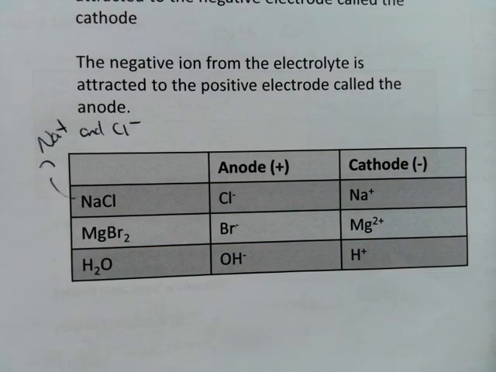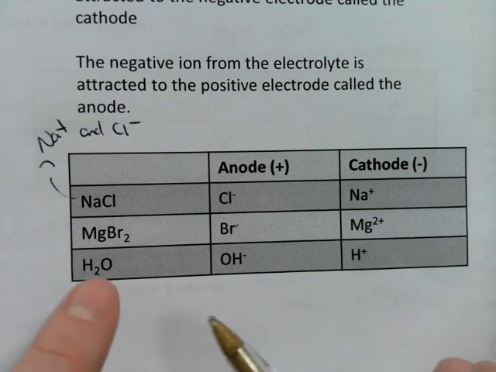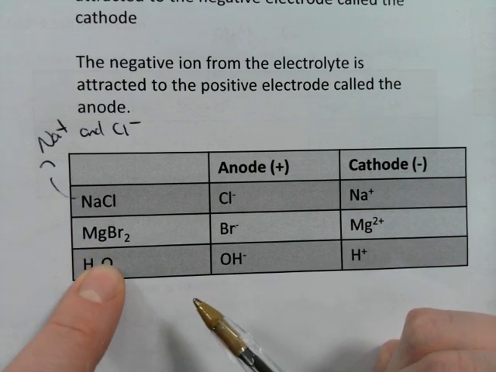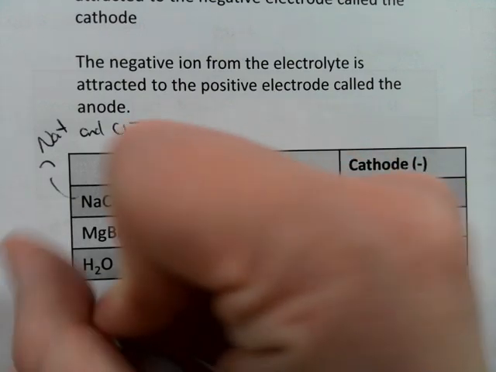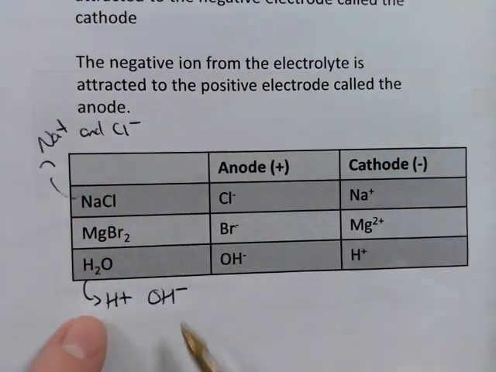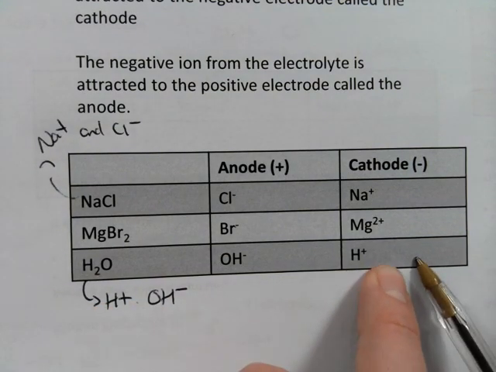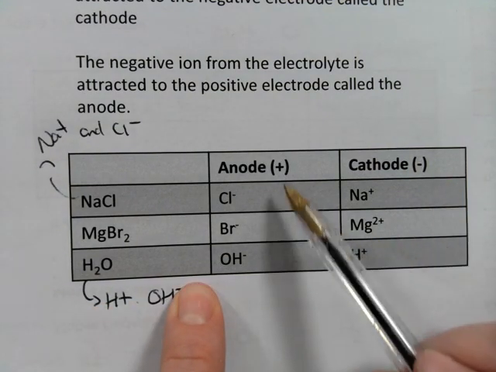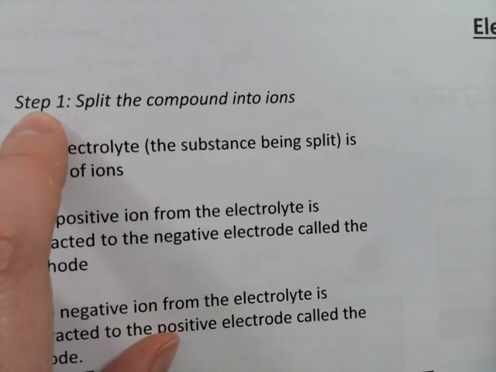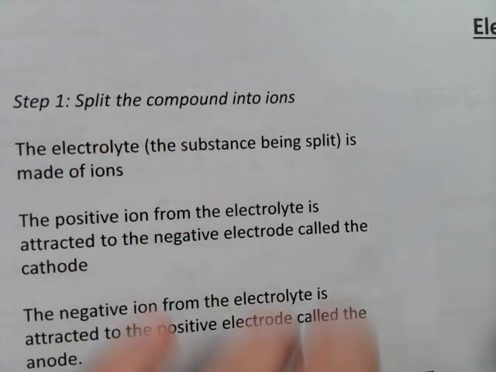My final example is water. I said you can use water. You need to make it conduct electricity first, so you chuck in some acid, usually sulfuric acid, and then you can split up the water. And water can be split into H+ and OH- ions. The H+ ions go to the cathode, opposites attract. The OH- ions go to the anode. But that's only step 1, all right? Separating the compound into ions is step 1.